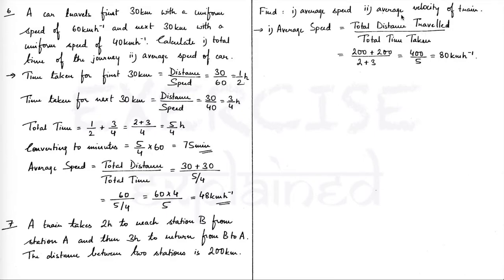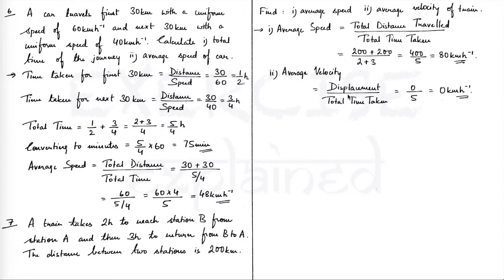Now coming to average velocity, we will be using displacement by time. Displacement for going and coming back will be at the initial position only, right? Because it starts from station A, goes to B, and then again back to A. That means displacement is 0. So average velocity will be displacement by time, that is 0 by 5, which is equal to 0 kilometers per hour.